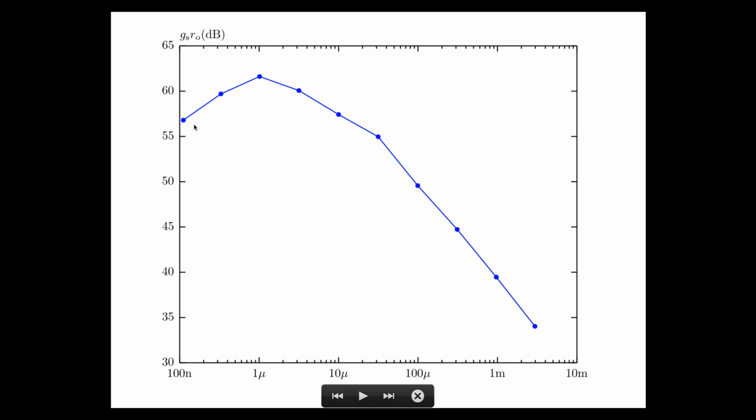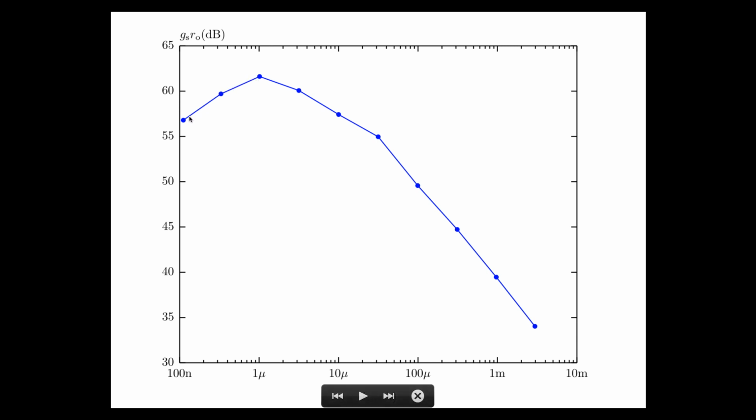I'm plotting here the GS-RO intrinsic gain in decibels as a function of saturation current level. And you can see that we have here a gain around 60 dBs, which is about 1,000. So it peaks up here just about at threshold, a bit above 60 dBs. 63 dBs would be like 1,400 or something like that. And so maybe it's peaking at 1,200.